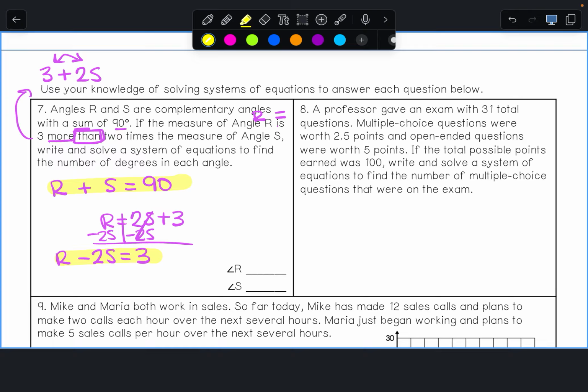So the measure of angle R is 61, and the measure of angle S is 29. 61 and 29.